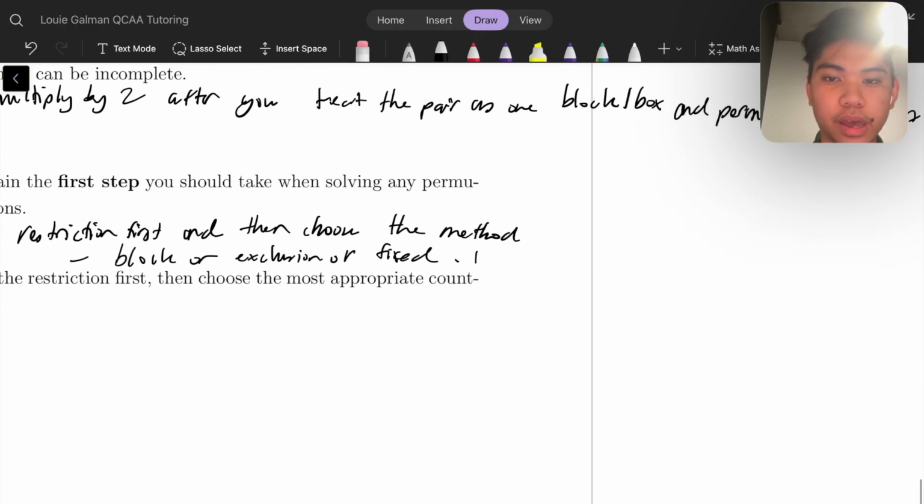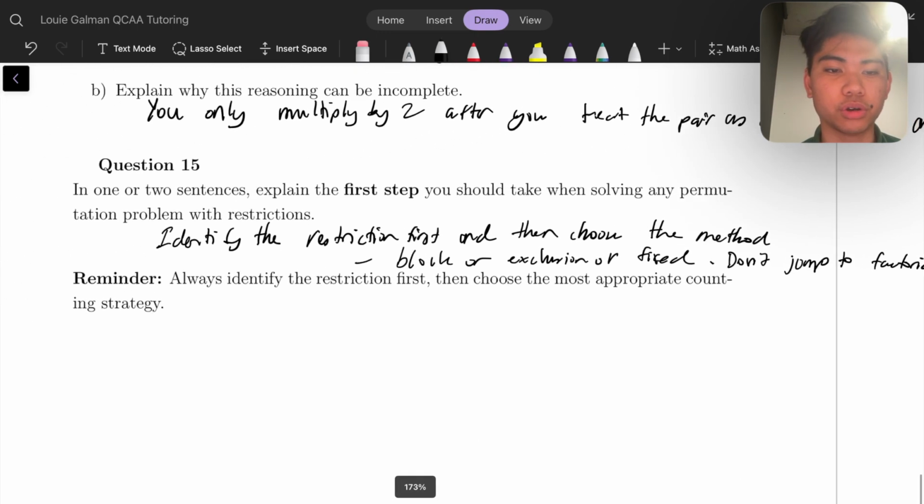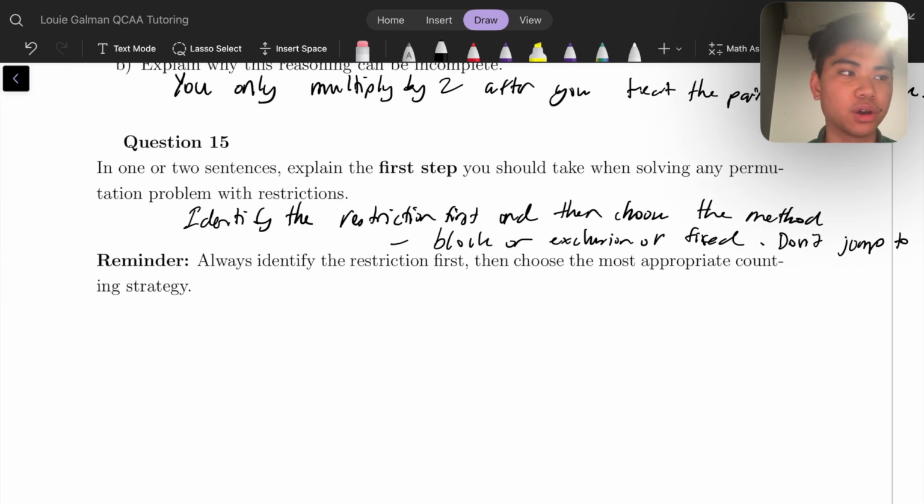And it's very important to not jump to factorials only. Okay, so as a reminder in summary, always identify the restriction first, then choose the most appropriate counting strategy.